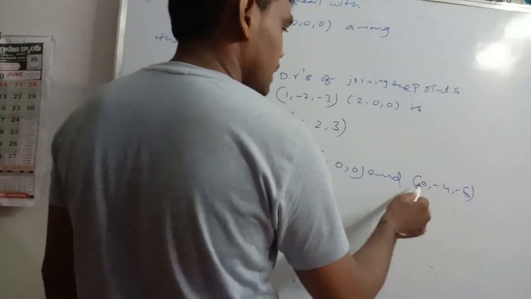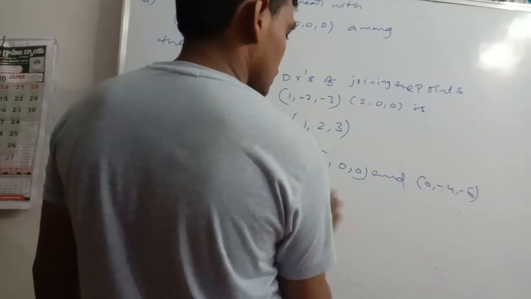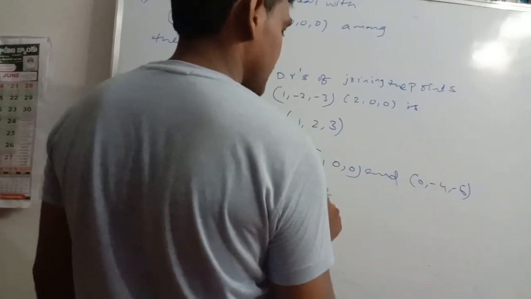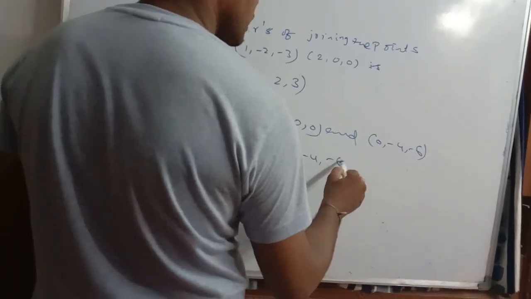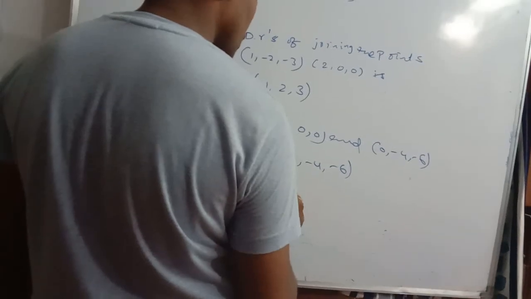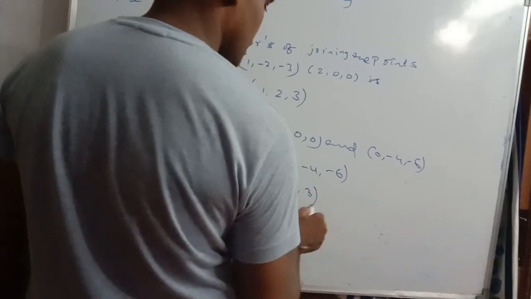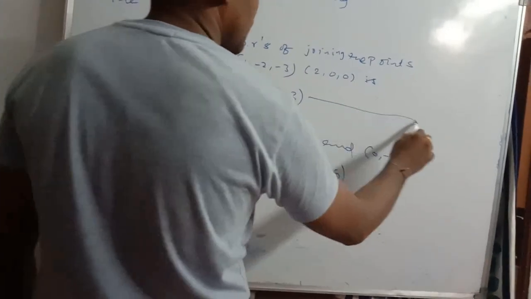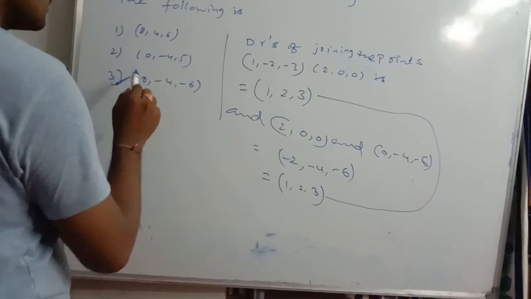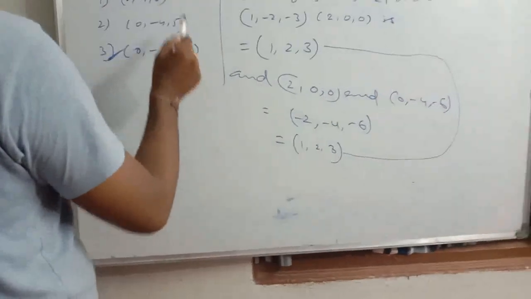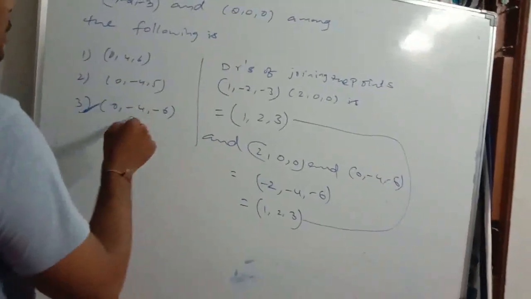Okay, now here 0 minus 2, this is x2 minus x1. Now here minus 2, minus 4 minus 0, minus 4, minus 6, and this is identically equal to 1, 2, 3. Now here, now the direction ratios are equal. This is among the following, the point is 0, minus 4, minus 6. Now the 3 points are collinear points.